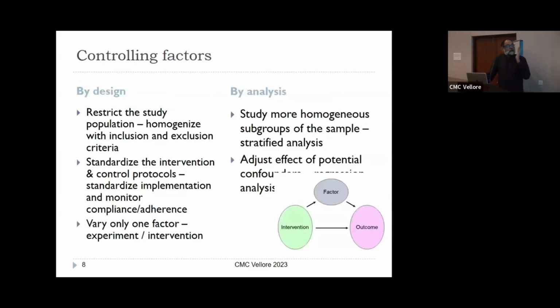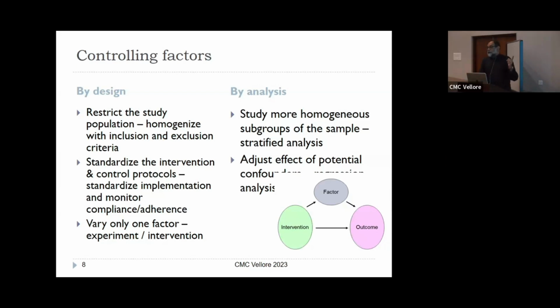So controlling by design is restriction. How do we do it? We restrict the study population. We don't study everybody, young and old. We study people that have the condition, but we homogenize them as much as possible by my inclusion criteria. Who decides the inclusion criteria? You as the investigator. And you eliminate those people that have other potential problems. This is a good thing because it homogenizes, eliminates variability or variation or heterogeneity, but it also says the results only apply to these people that I studied. It doesn't apply to everybody else.